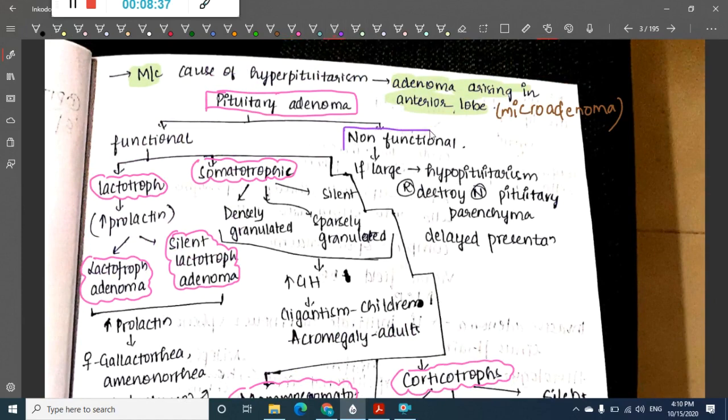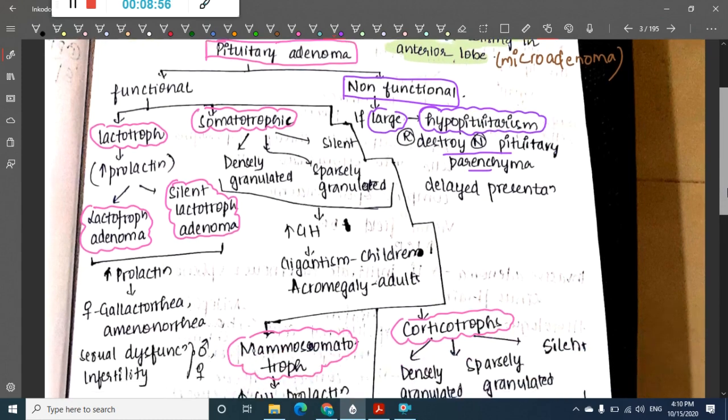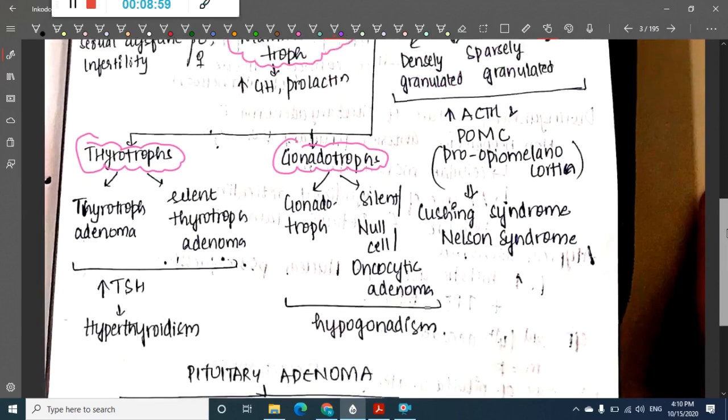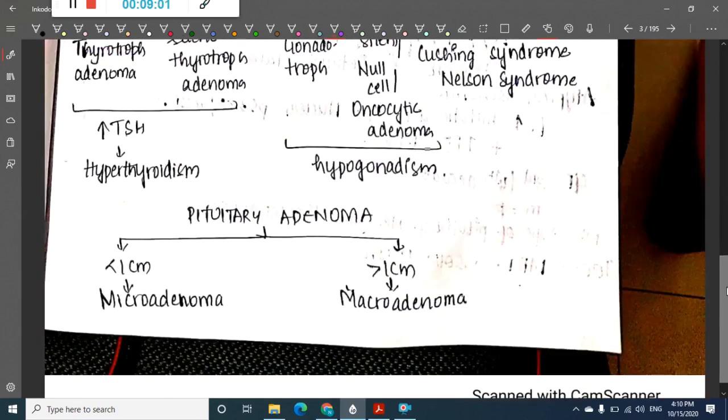So in non-functional adenoma, if they are large enough, then the normal pituitary parenchyma is destroyed. Because the normal pituitary parenchyma is destroyed, it can cause hypopituitarism. So in non-functional pituitary adenoma, if it is large, because of destruction of normal pituitary parenchyma, it can cause hypopituitarism. So this is the important classification of pituitary adenoma. And as I have already said, pituitary adenoma can be divided into two types. We have microadenoma and macroadenoma.